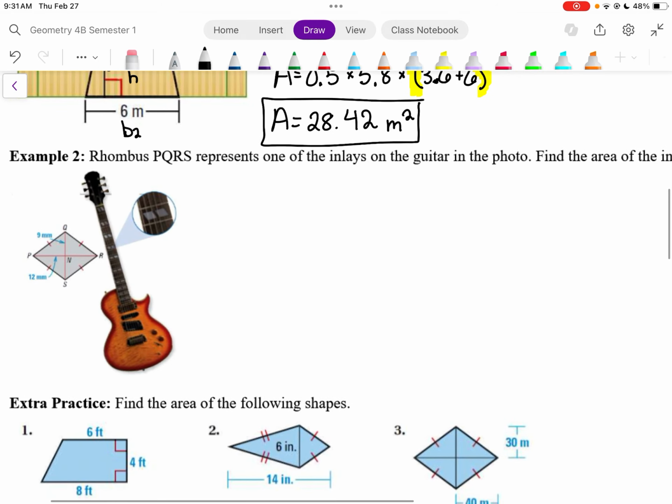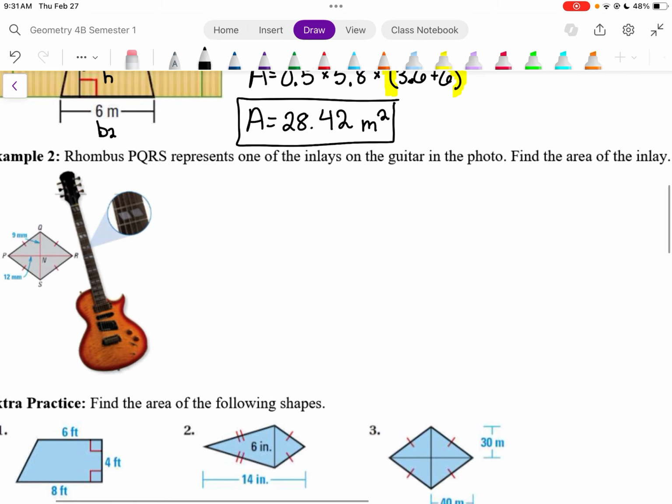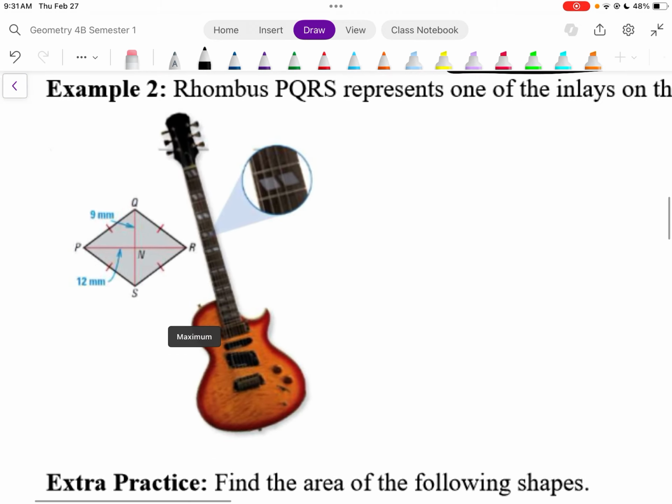All right, next, example 2. The rhombus PQRS represents one of the inlays on a guitar in the photo. They want us to find the area. So our area formula for a rhombus, you would be able to look that up on your formula sheet, and it's 1/2 diagonal 1 times diagonal 2.